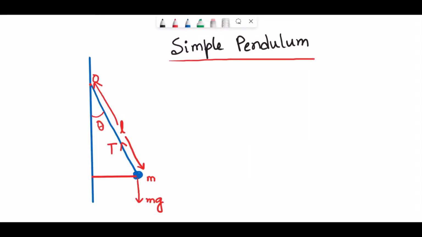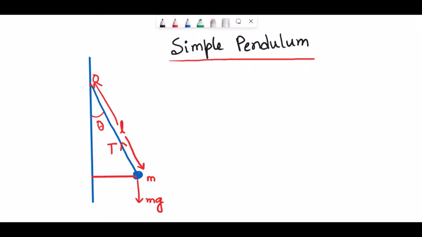Today I'd like to talk about the system of a simple pendulum, where a mass m is hanging from a point via an inextensible massless string of length L. Presumably it can swing smoothly without friction, and the question is: why do we need to understand the system of a simple pendulum in order to understand simple harmonic motion?